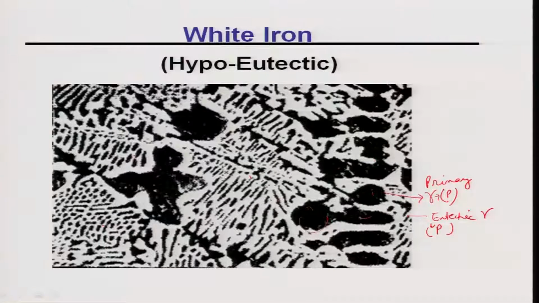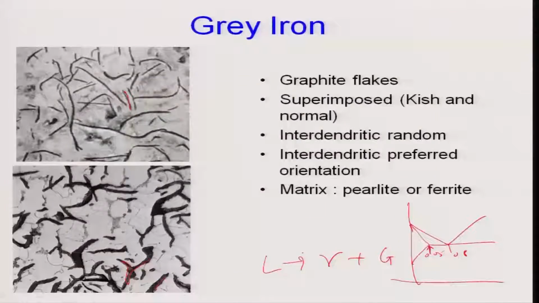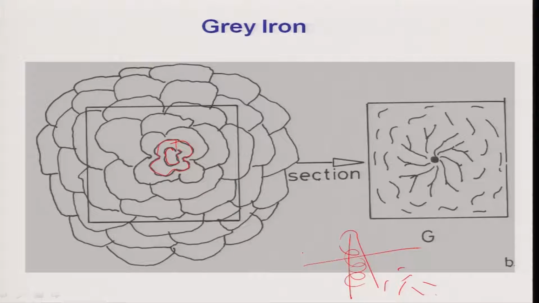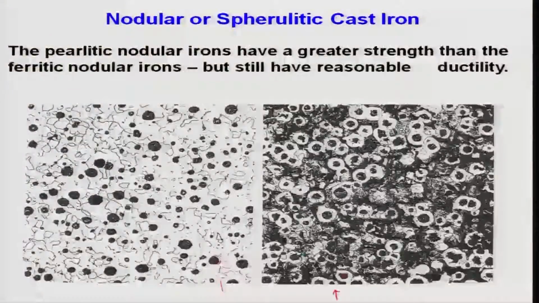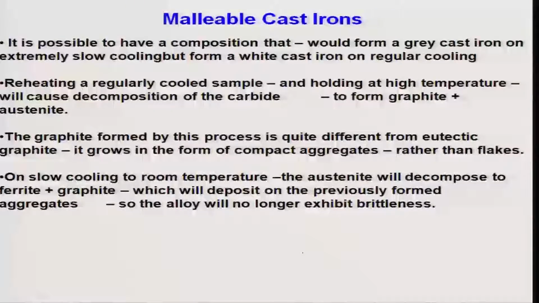Again, in a hypoeutectic also you have large chunks of cementite, in both cases. As you know, cementite is a metastable phase, so it is not the lowest energy configuration. If you provide some driving force, it will transform into graphite, and that is what is used for the formation of malleable iron.